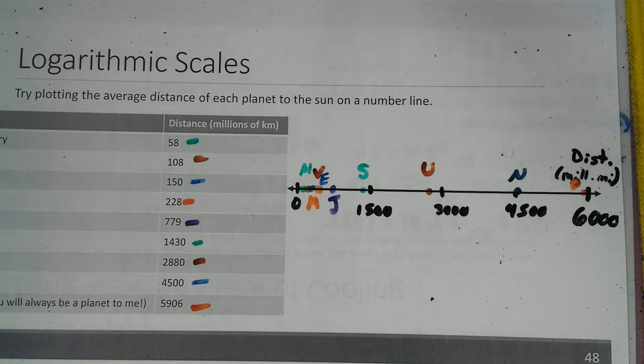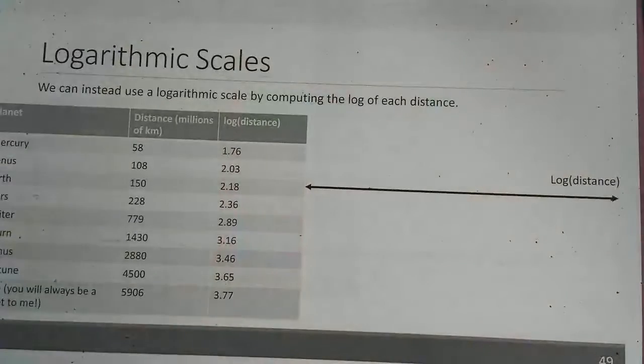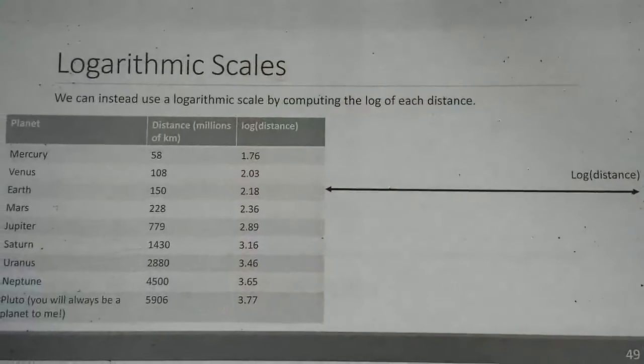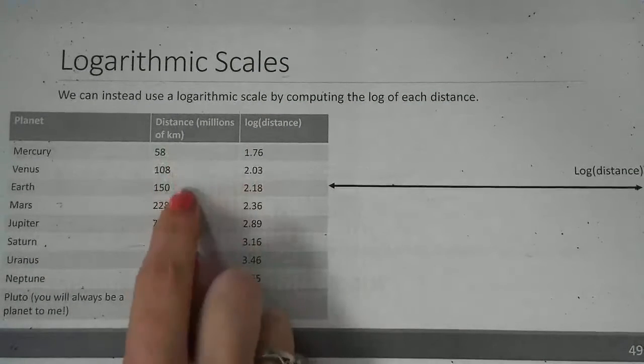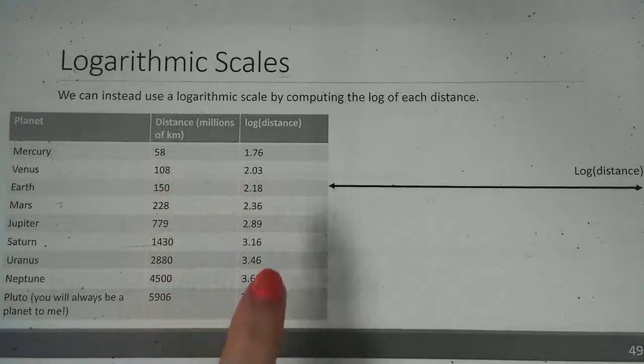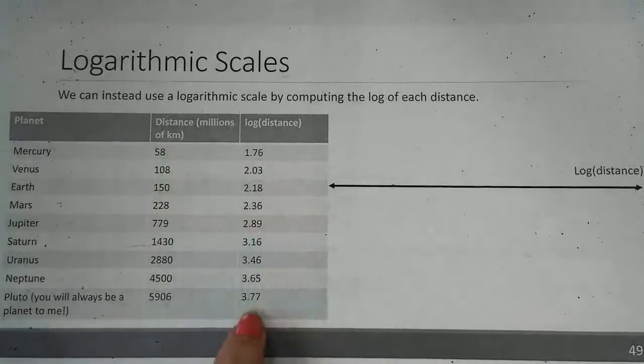Because we are dealing with such large numbers, what we can do instead of graphing them linearly is take the log of the distance and plot that instead. Because if we take the log of each of these numbers, look how different those are. I just need to go from about 1.76 to 3.77.